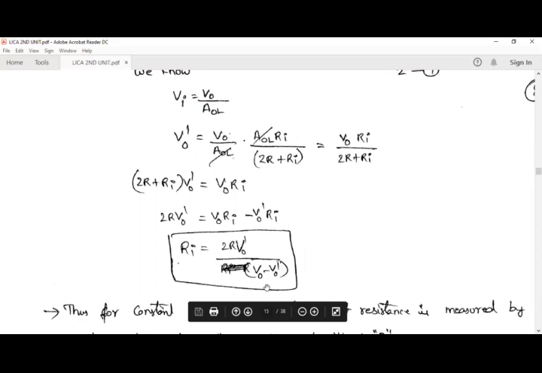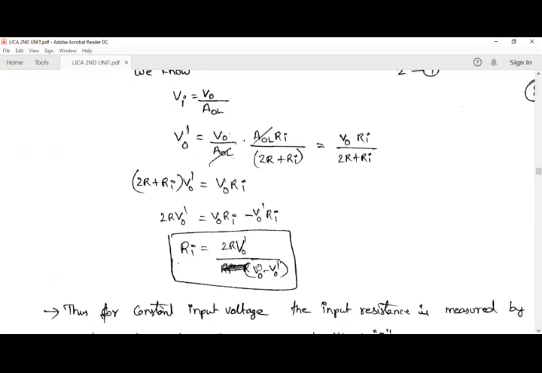From this equation, we can say that Ri depends upon the output voltages: the output voltage when R is 0, and the output voltage when R value is present.